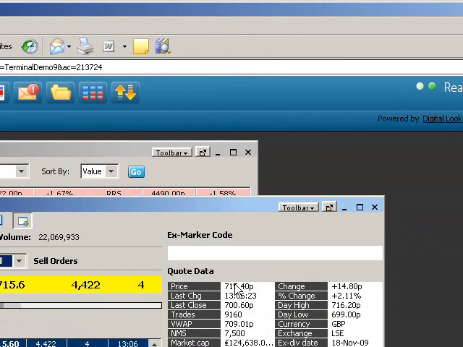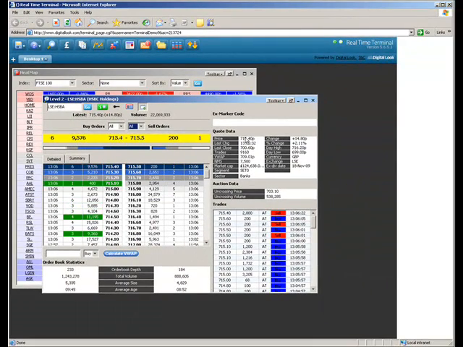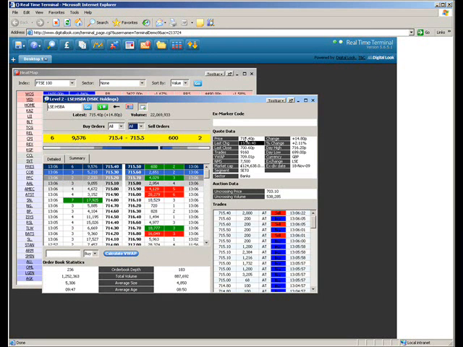Okay, so that's what level 2 tells you. Now let's talk about what level 2 doesn't tell you. It doesn't tell you what's going on behind the scenes. It doesn't tell you whether large orders are being worked, whether the market is net long or short, or whether the market is being spoofed. What do I mean by being spoofed?